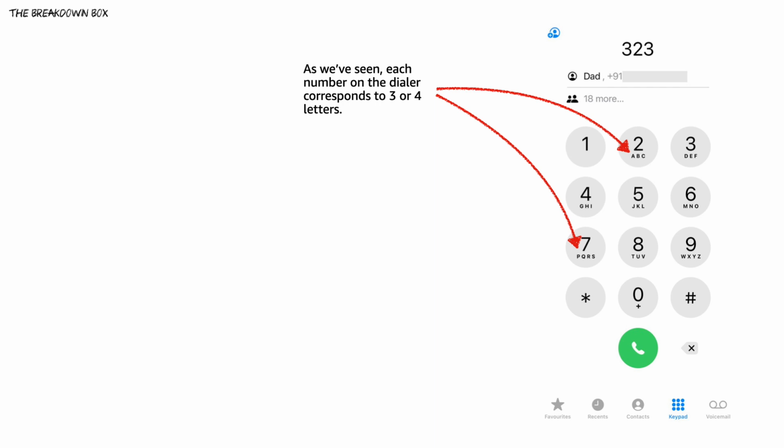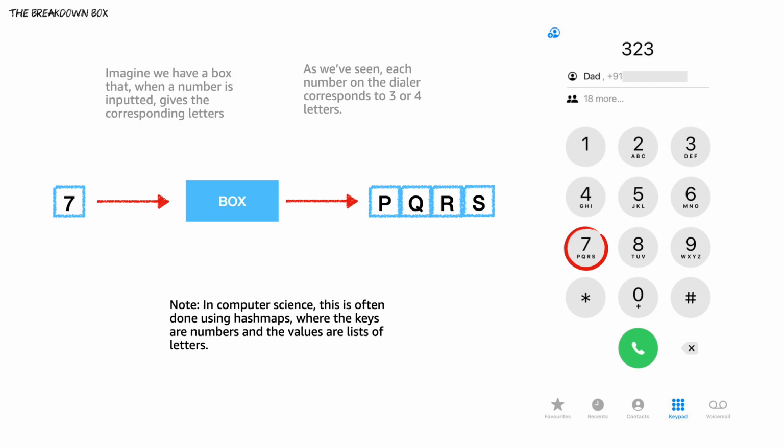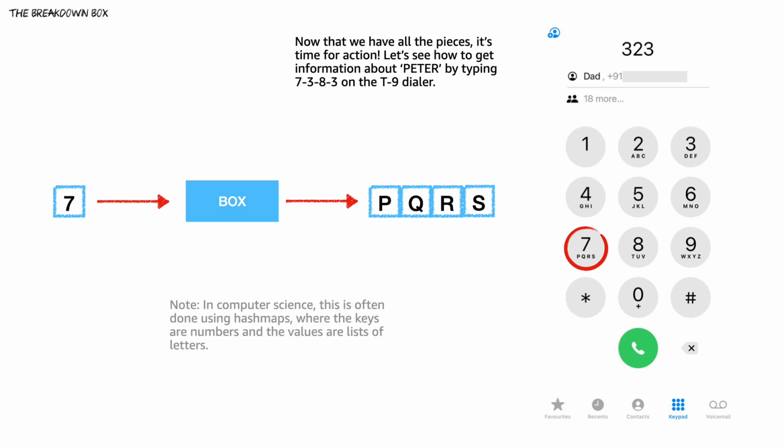As we have seen, each number on the dialer corresponds to 3 or 4 letters. Imagine we have a box. When a number is inputted, it gives the corresponding letters. In this case, 7 goes into the box and gives P, Q, R and S. Note, in computer science this is often done using hash maps, where the keys are the numbers and the values are the lists of letters. Now that we have all the pieces, it's time for some action.